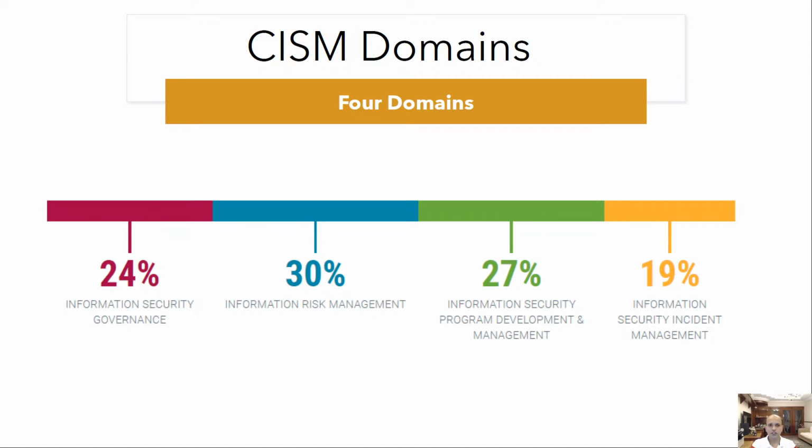All these four domains: the first one is information security governance, the second is information security risk management, then information security program development and management, and information security incident management. All these four domains of CISM are there to make you aware of the situations which, as an information security manager, you need to handle, right? So you need to understand each and every domain in detail.